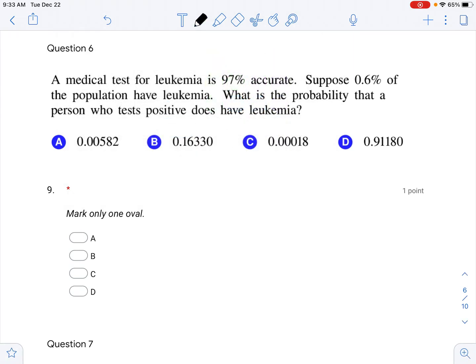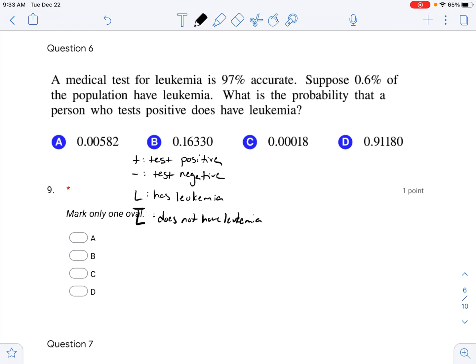So let's have some notation here. I'm going to use the plus symbol for tests positive, very similar to what I've used in the examples that we've done. Minus will be tests negative. And I'll use the letter L to represent has leukemia, and not L for does not have leukemia. So pretty similar notation. I use D and not D for disease, not disease, when I've done examples like these before, but I'm just using the letter L for this problem.